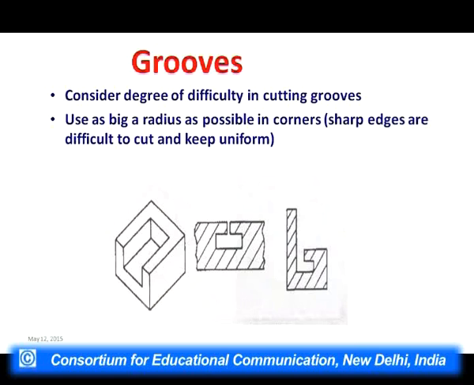I am showing 3 diagrams. Consider degree of difficulty in cutting grooves. So, we have to make the design in such a way that cutting of grooves is simpler. Use as big a radius as possible in corners. Sharp edges are difficult to cut and keep uniform. So, 3 diagrams are shown, and these are the examples of grooves, and grooves be such that they are easily manufactured, easily made.